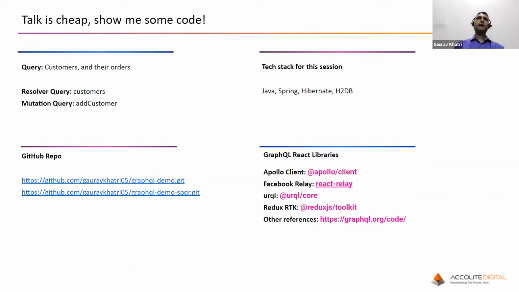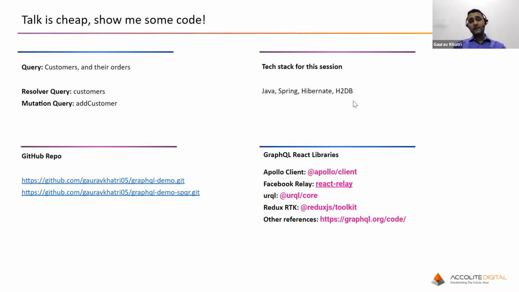Over here, I am taking the example of customer and orders. In this, we will try to write one resolver query in terms of customer, and in the resolver query, we will also utilize the resolver function to optimize this particular query. Apart from that, we will also write one mutation query, which will help us to add a new customer. For this, I will be using Java, Spring, Hibernate, and H2 DB as the technology stack.